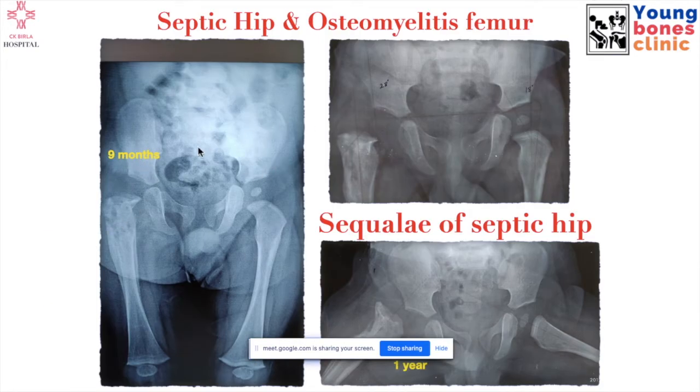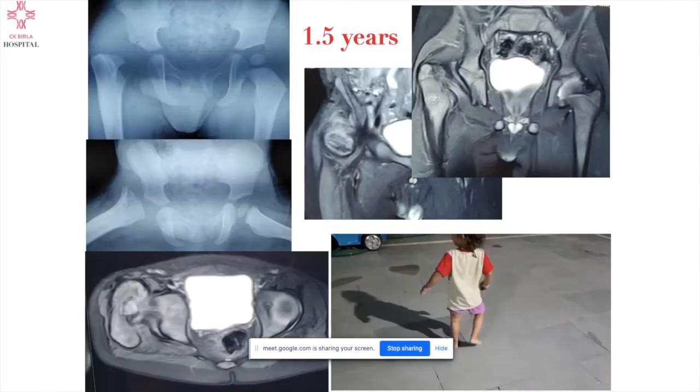See here, beyond 9 months, if we draw the lines, already hip dysplasia has started. This is a sequelae of septic hip. This is the X-ray at 1 year. Both these X-rays are at 1 year. So infection is settled. The child is comfortable. The child has just started to walk, but of course the head is out. The head is dissolved because the head is cartilaginous. We can't see it. The ossification is delayed.